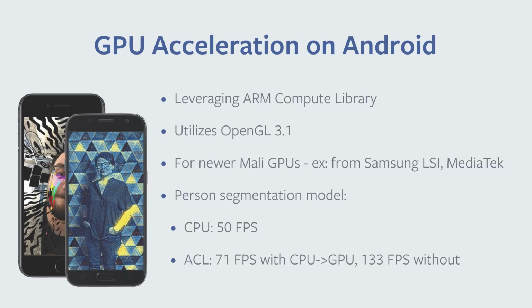It also works for GPUs from Samsung LSI and MediaTek. They have those kinds of GPUs, which utilize OpenGL 3.1. And just to give an example, the person segmentation model that runs on the phones, if we run it on CPU, we get 50 FPS, already very good. When we run it on ACL, the compute library, we can achieve 71 FPS if every frame the data is transferred from CPU to GPU. If we don't do that, and the entire pipeline is inside the GPU, we can get 133 frames per second.